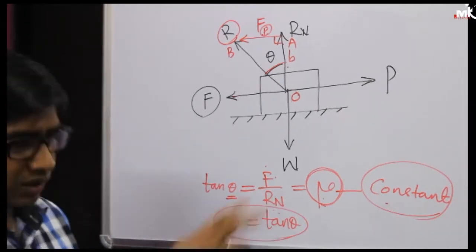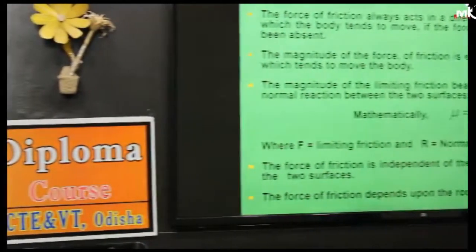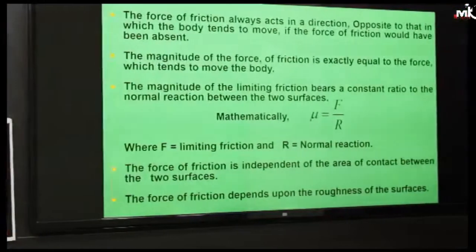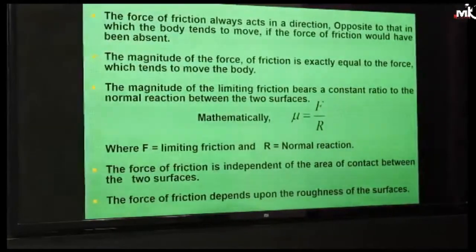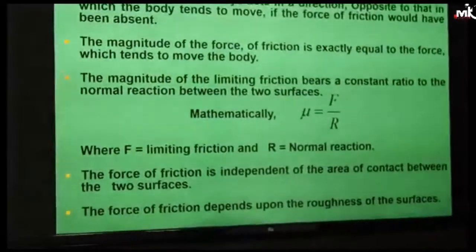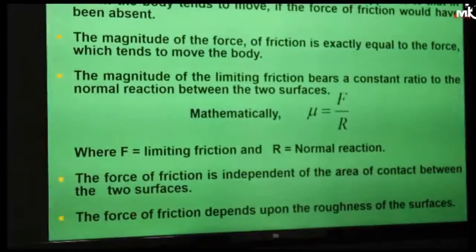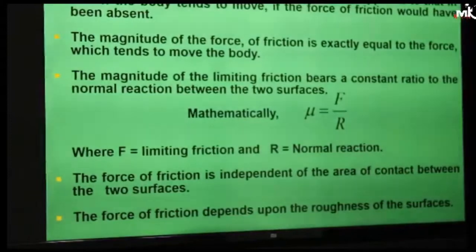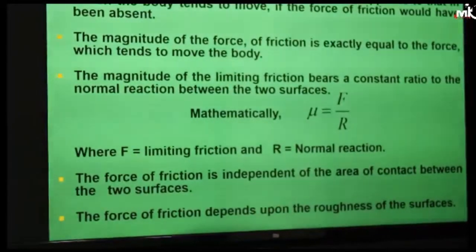So the next law is that the force of friction is independent of the area of contact between the two surfaces. This is also an important law. This is somehow a contradictory law, because if the area increases, then obviously the roughness will increase, as the area of exposure and area of contact increase, obviously the roughness will increase, so friction will increase.